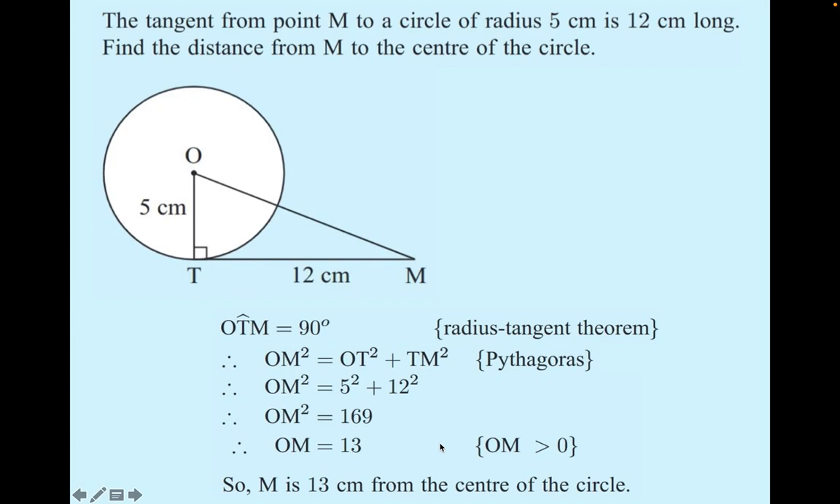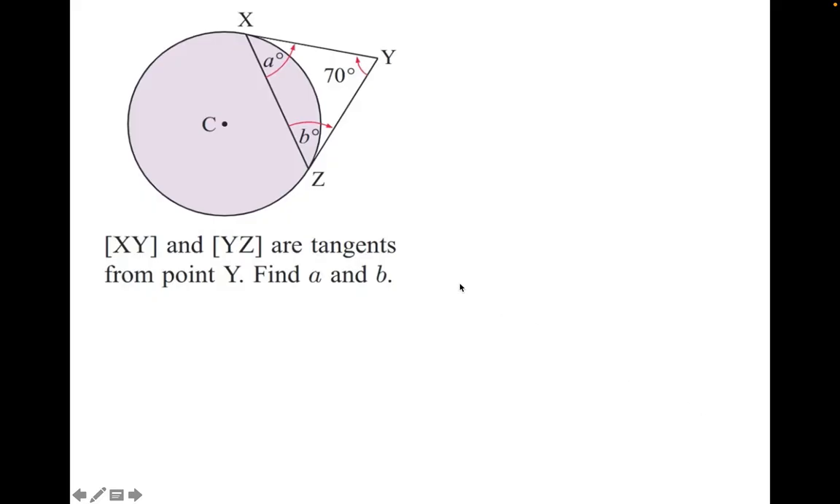Great, make sure you pause and take the notes and consider that carefully, but it's not such a tough problem, right? Let's move on. Here's another diagram. Here we are told that XY and YZ are tangents from point Y. So now we have this external point and two tangents. Creates this triangle here, and it's asking us to find A and B, these two angle measures basically.